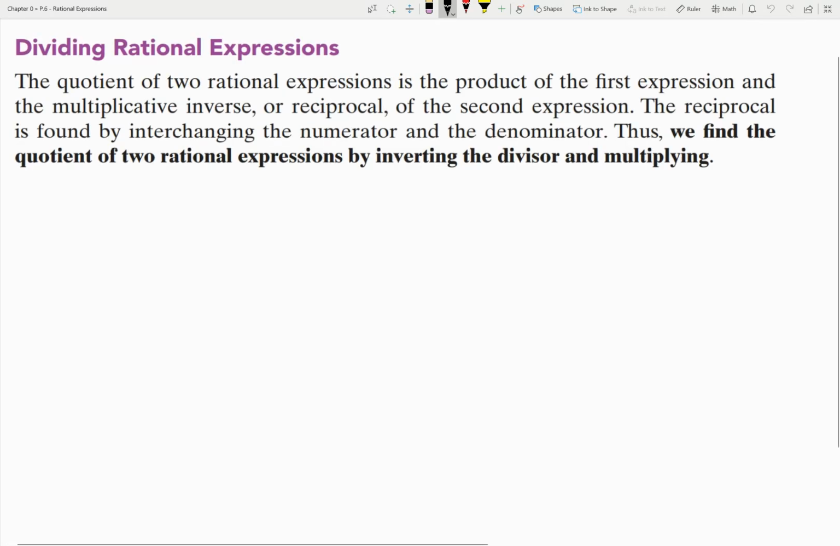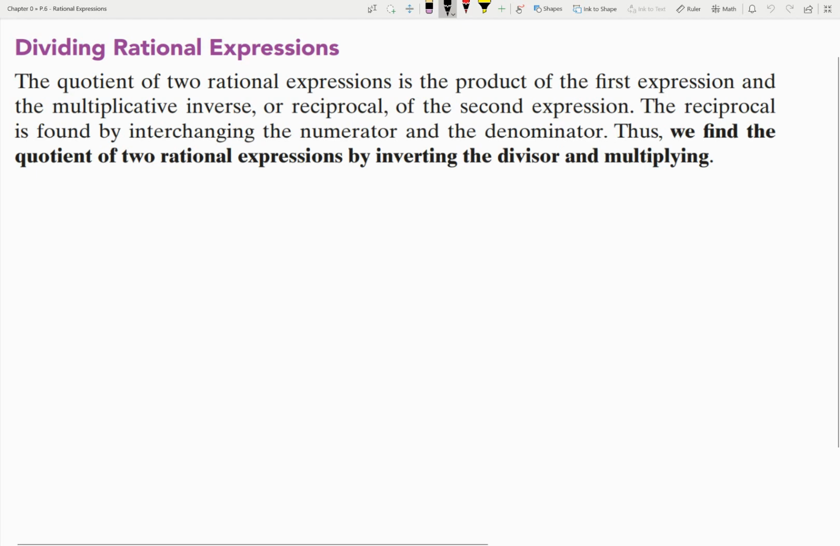So division, dividing rational expressions. The quotient of two rational expressions, if you remember how fractions work, is the product of the first expression and the multiplicative inverse, or reciprocal, of the second expression. So back to when you learned how to divide fractions, right? You multiply by the reciprocal.